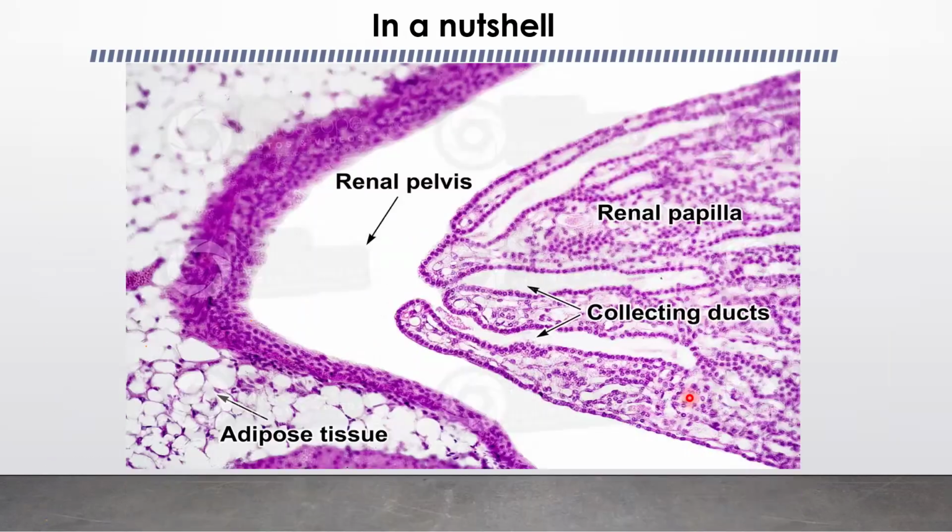Okay, in a nutshell, this is what you're trying to talk about. We have the renal papillae. These renal papillae at this point will be draining. We'll have the collecting ducts draining into them. Then you have the renal pelvis. Then there is adipose tissue, which is a connective tissue.